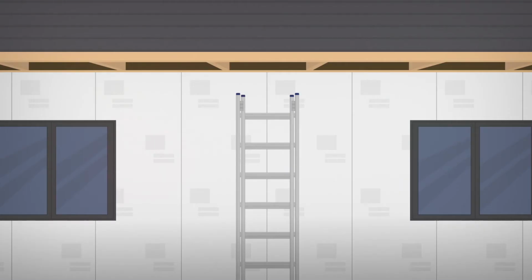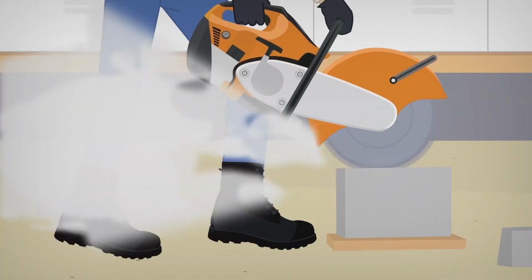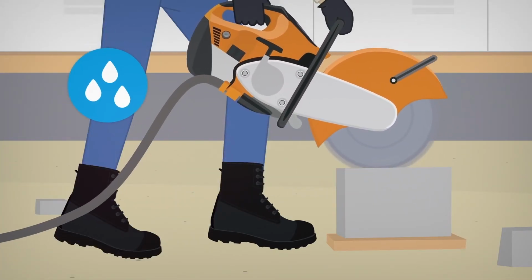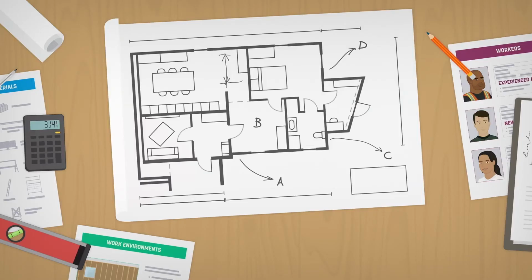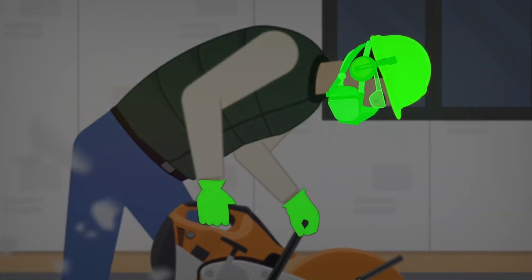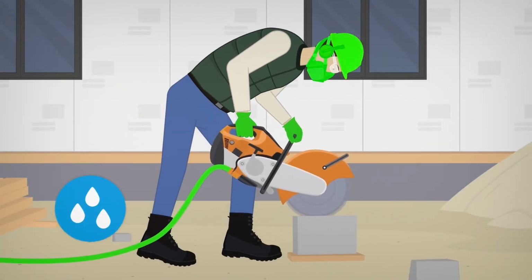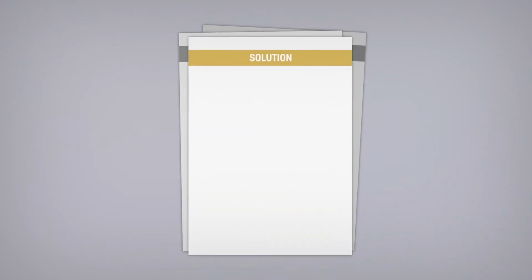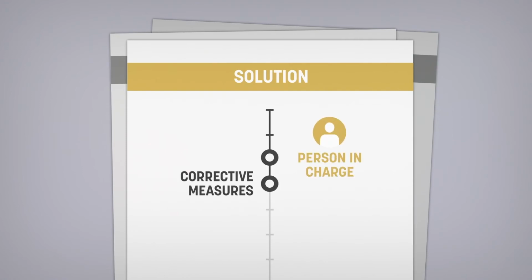There are many solutions to choose from. You can substitute materials or equipment, implement engineering controls, increase awareness, introduce administrative controls, or provide personal protective equipment. It's often necessary to combine several solutions in order to ensure effective results. For each one that you select, it's important to first establish a time frame and designate a person in charge before implementing the corrective measures.